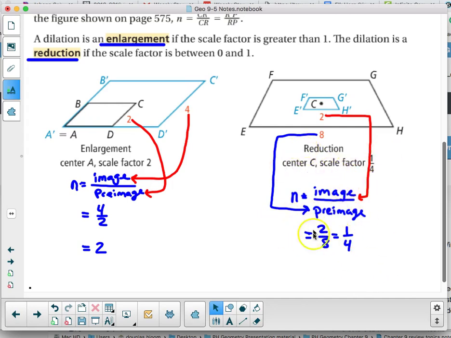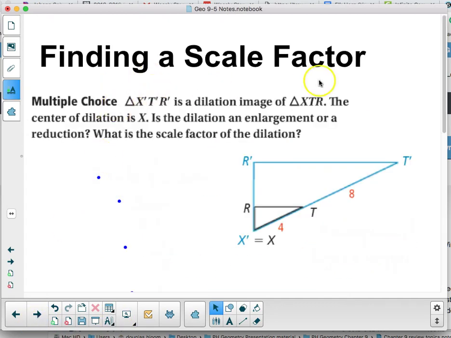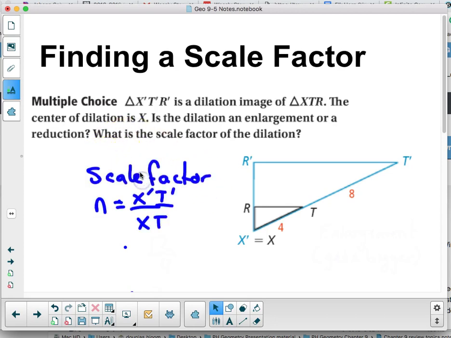I'm finding how it went from the original shape to its image. The original shape is the pre-image. Now, finding a scale factor, I've got to go to the original shape. Remember, the same stuff: my scale factor n is equal to x prime t prime over xt. Be careful, I always have people mess this up. X prime t prime is 4 plus 8. That's 12.